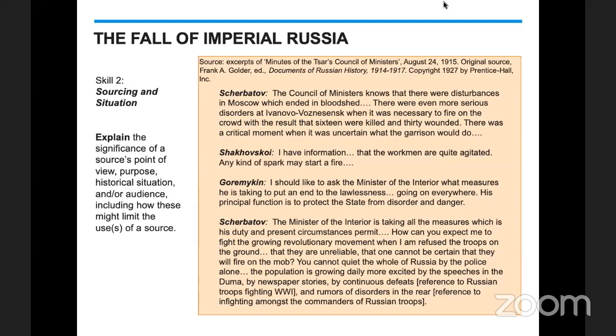Okay, great. Thank you, Katie. We're going to pause here now. If you have something to write with and write on, this is a chance to do some of this sourcing. So skill number 2 is sourcing and situation.